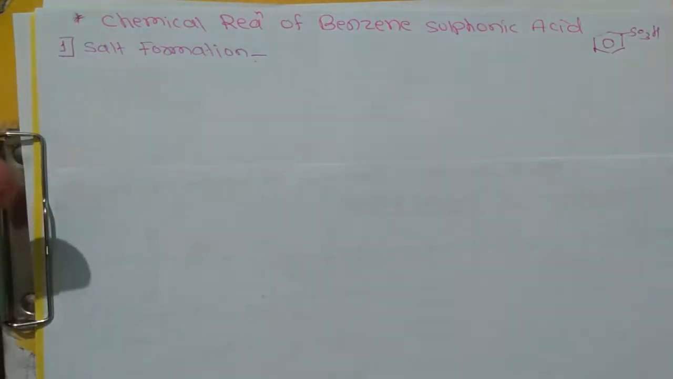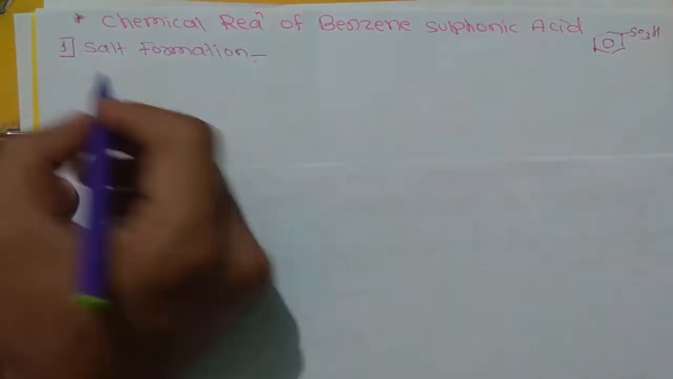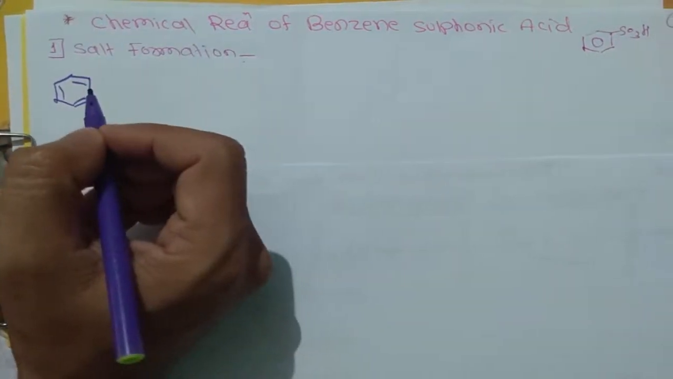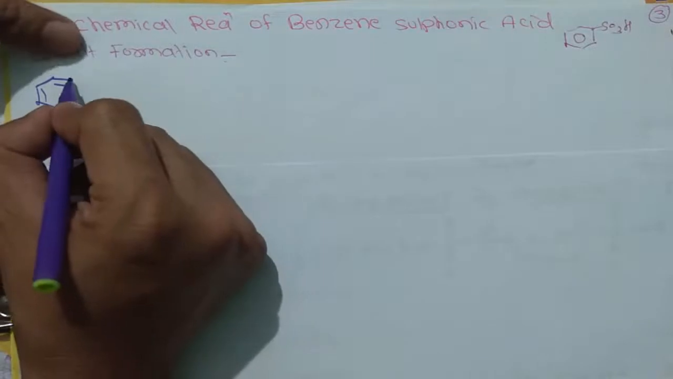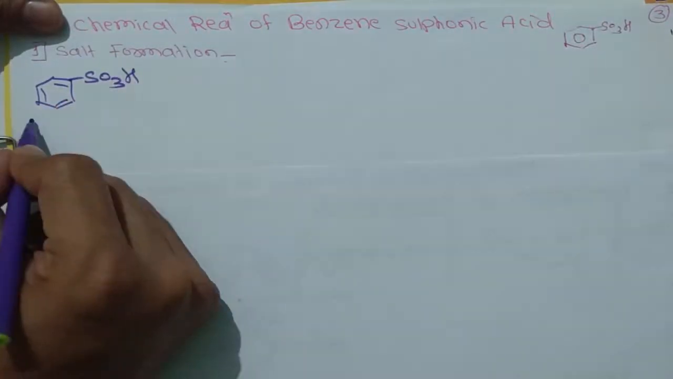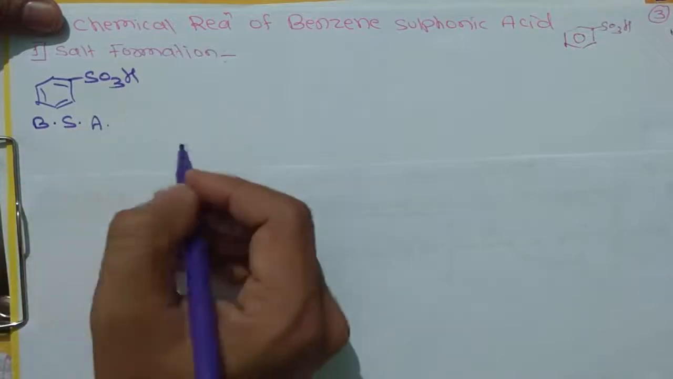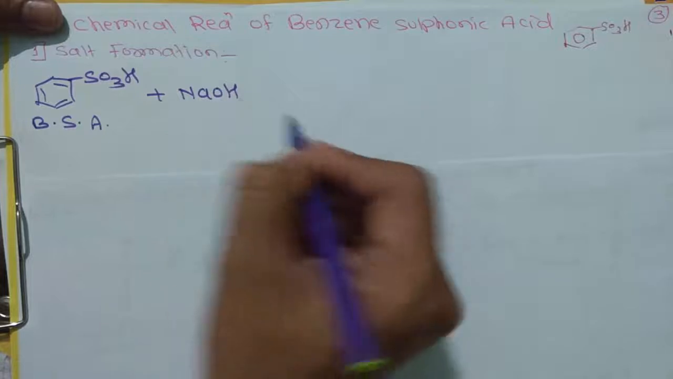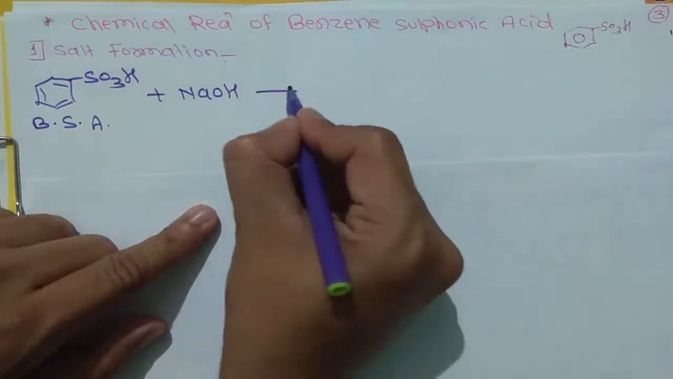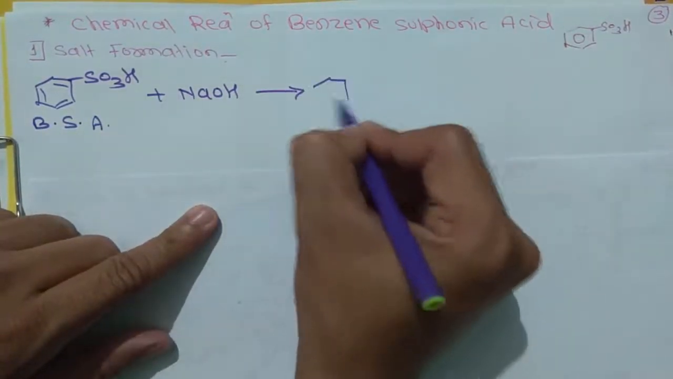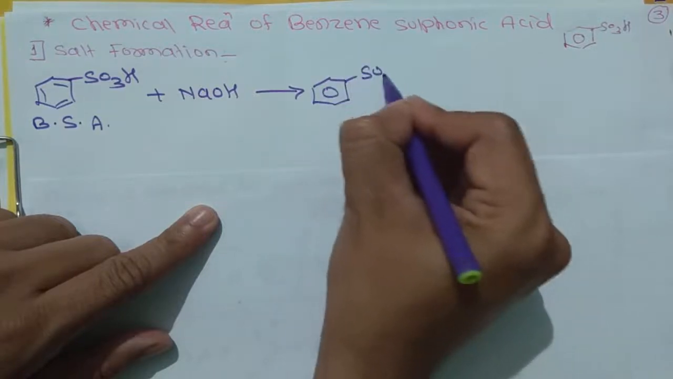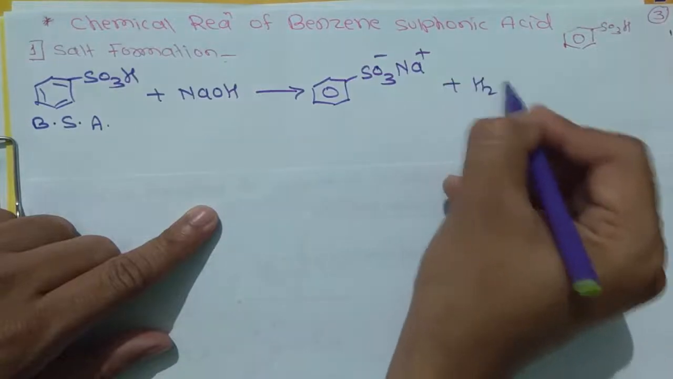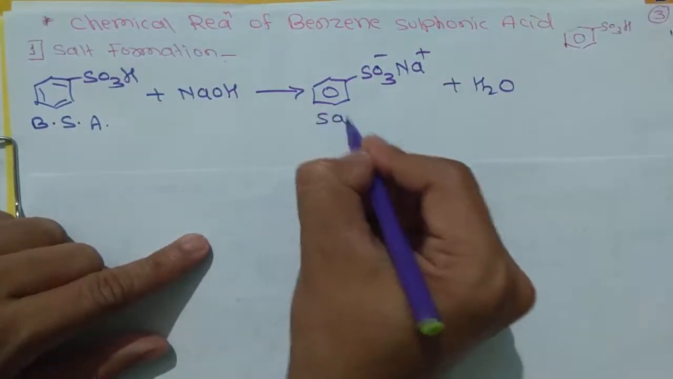Here we can take the benzene sulfonic acid like this. What is this? It is the SO3H. It is called benzene sulfonic acid or aromatic sulfonic acid, plus NaOH. It is an acid, it is a base, and there is a formation of salt and water. Here SO3 minus Na plus and water. It is a salt.